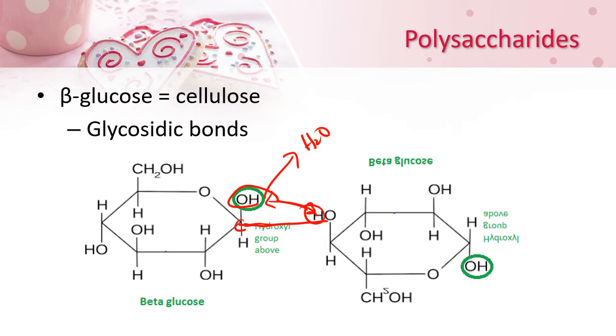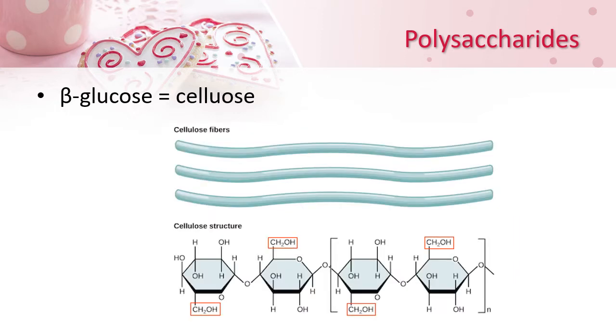So I still have my 1,4 glycosidic bonds, but now I had to flip one of the glucoses upside down, so we're going to alternate an up, a down, an up, a down as I put together my chain of beta glucose molecules in cellulose. So we have a down and an up and a down and an up, and this results in super cool forces of attraction between different layers of cellulose.